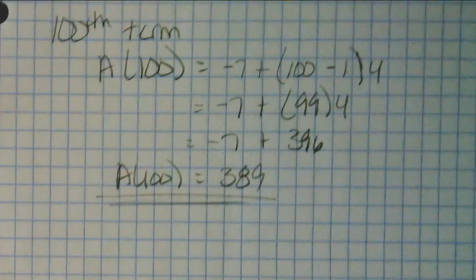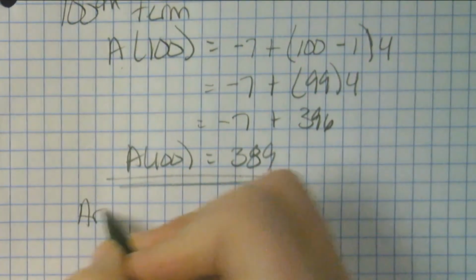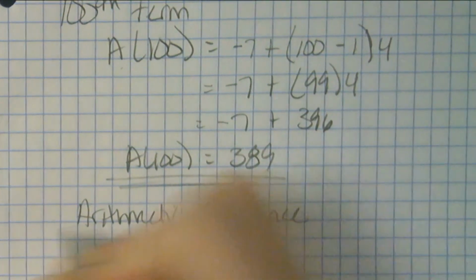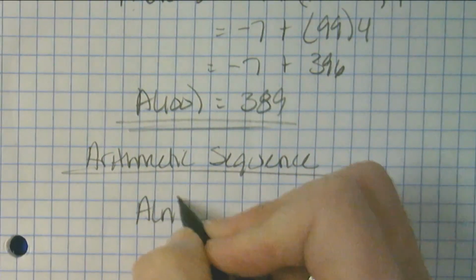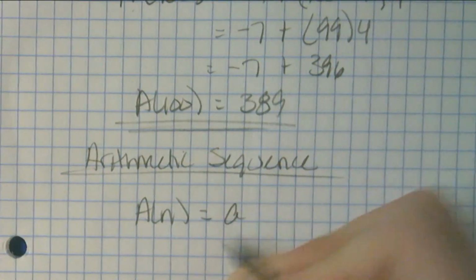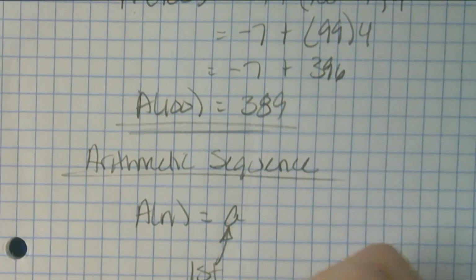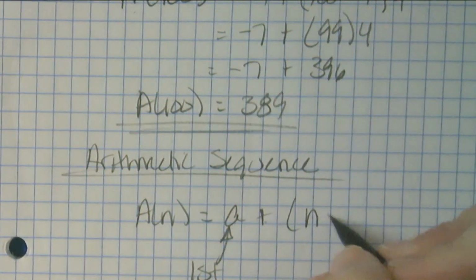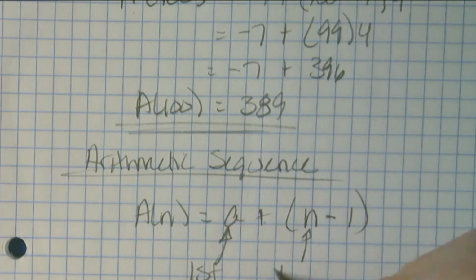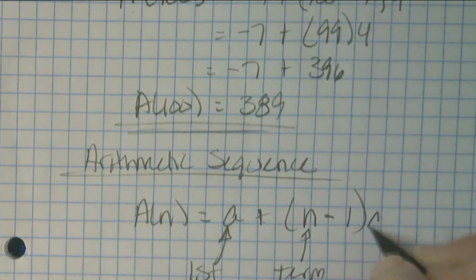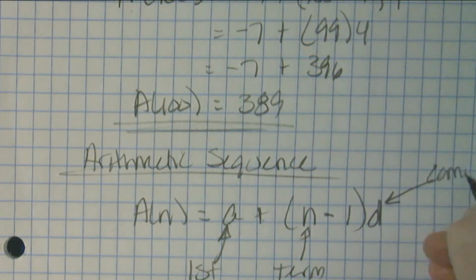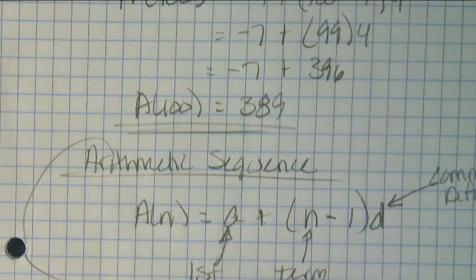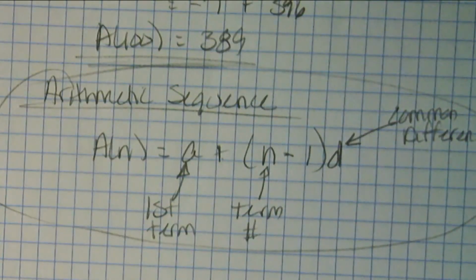So let's write our arithmetic formula, arithmetic sequence. So a of n is equal to a little a. That little a is your first term. Plus n minus 1, remember n is your term number, times d, where d is your common difference. So here is the formula.